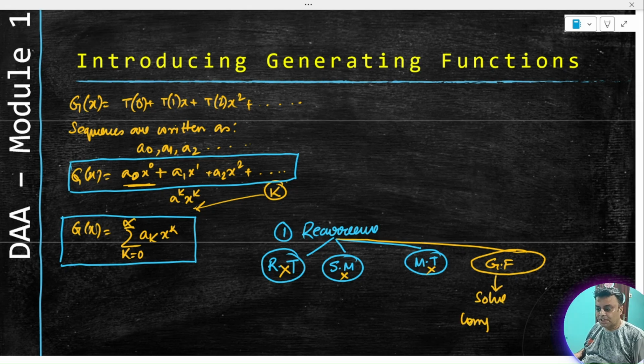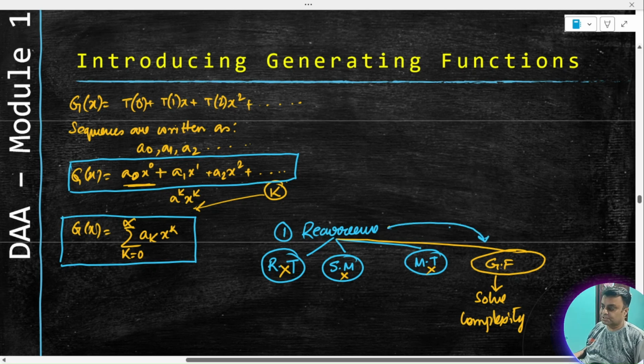This has to solve the complexity. At the end of the day, I need the complexity, right? I have not arrived at the complexity yet. All I said is that I'm going to express this recurrence relation as a generating function first. So I have expressed this as a generating function. This is the general form of the generating function. This is the expanded form of the generating function.